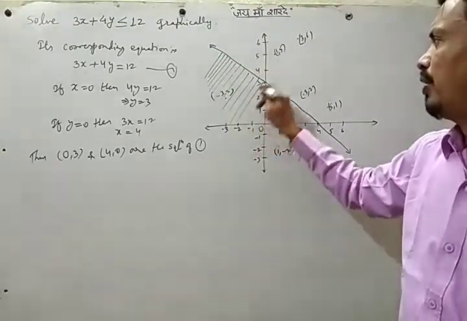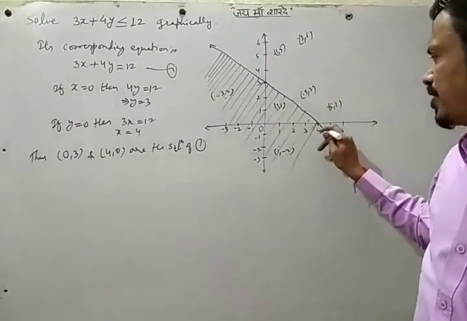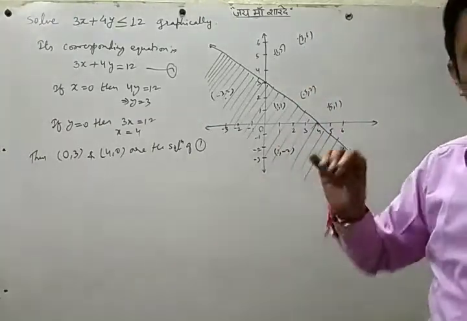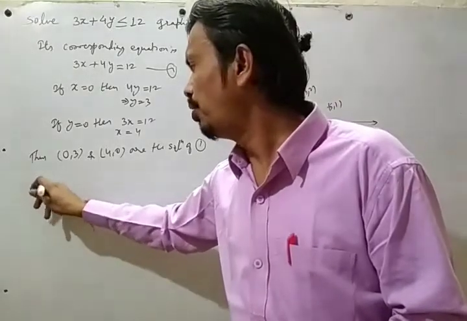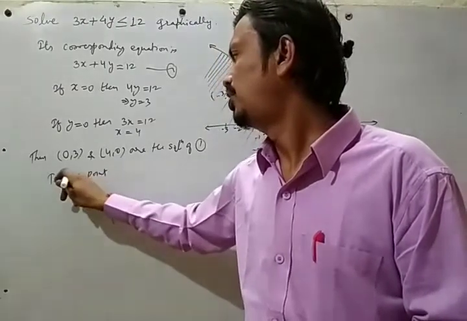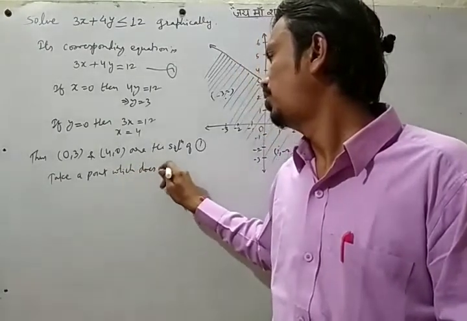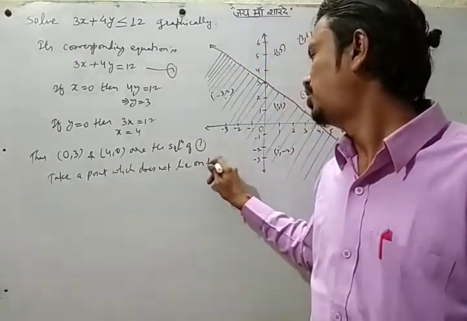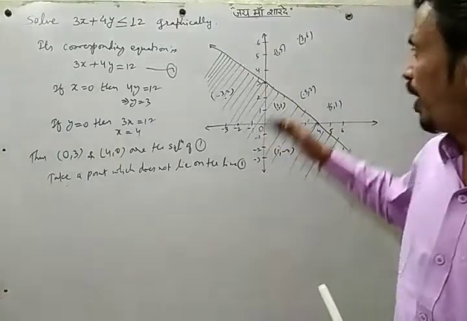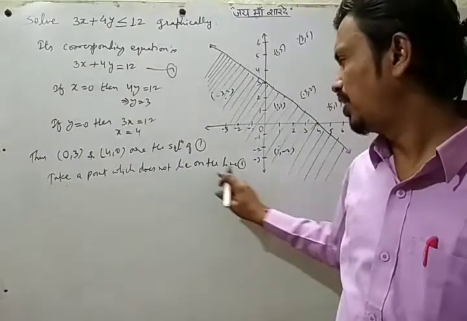So the process will be: first we'll find the corresponding equation of the given inequation. We draw its graph. Then from the two half planes we'll take any one point. Now what we'll do, take a point which does not lie on the line 1. Okay? You have to take a point either from this plane or this plane, not from this line. So we take one point which does not lie on this line 1.